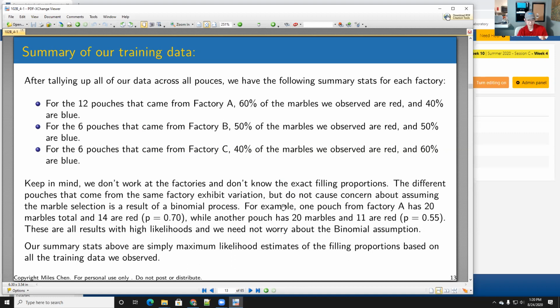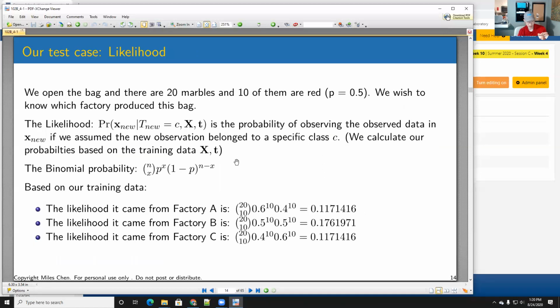So when we say 60% are red, when you do maximum likelihood estimation from sample proportions, your sample proportion ends up being the maximum likelihood estimate from your training data.